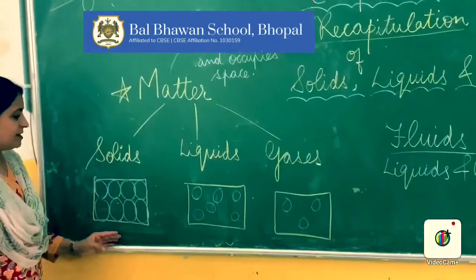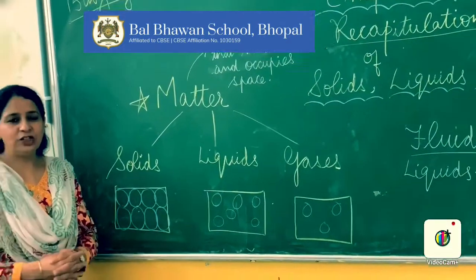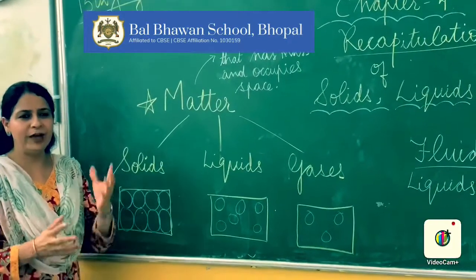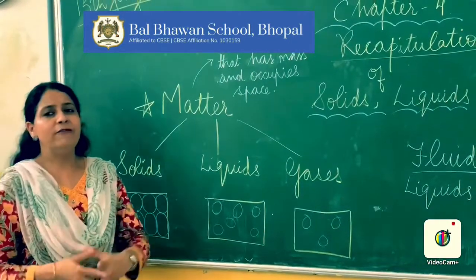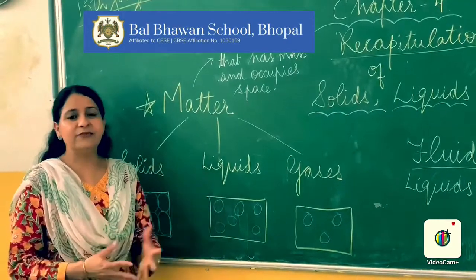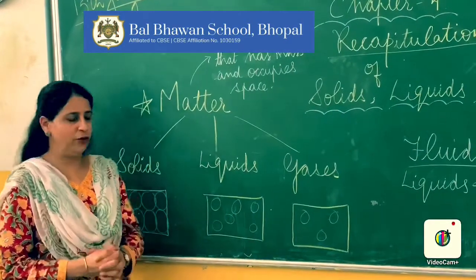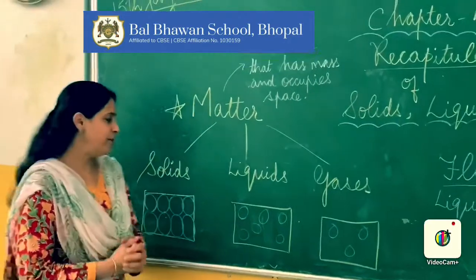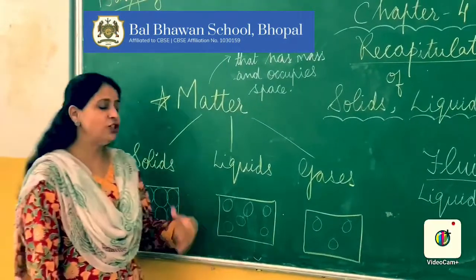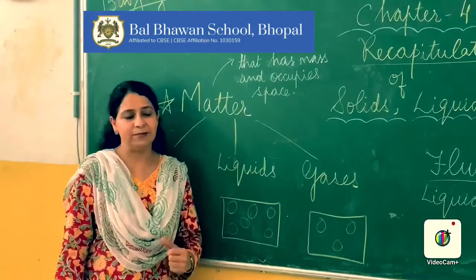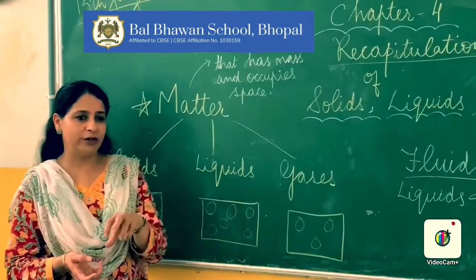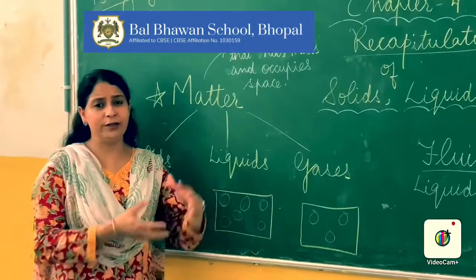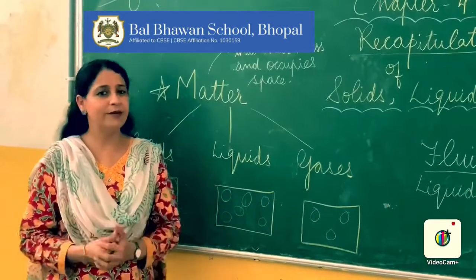Some solids, when pressure is applied, tend to change shape. For example, clay dough. When we apply pressure on the dough, we can make the things we like by changing the shape of the dough. So when pressure is applied, some solids tend to change shape. Now liquids take the shape of the container in which they are kept. For example, when I pour water in a glass, it will take the shape of the glass. When we pour the water in a bowl, it will take the shape of the bowl.